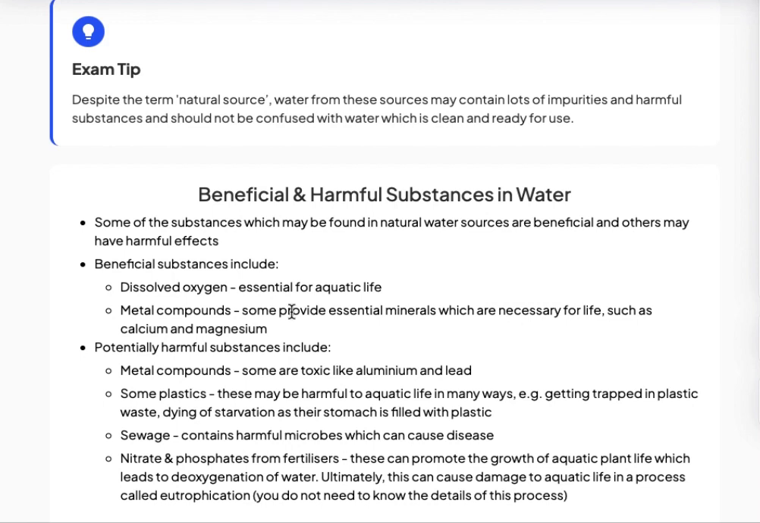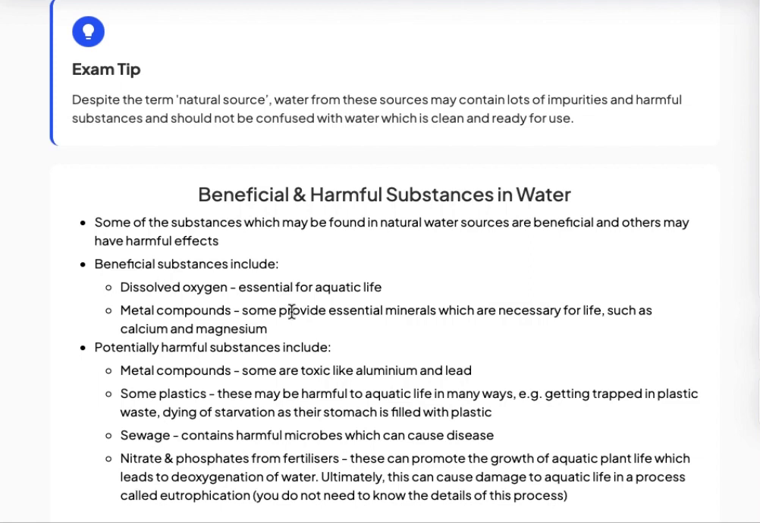Some of the substances which may be found in natural water sources are beneficial, while others are very harmful. Now let's take a look at the beneficial ones. One of the beneficial substances that find their way to water is dissolved oxygen. Dissolved oxygen is essential for aquatic life, so it's very, very useful. And then metal compounds, some provide essential minerals which are necessary for life, such as calcium and magnesium. So when calcium and magnesium find their way to water, this becomes useful to human existence.